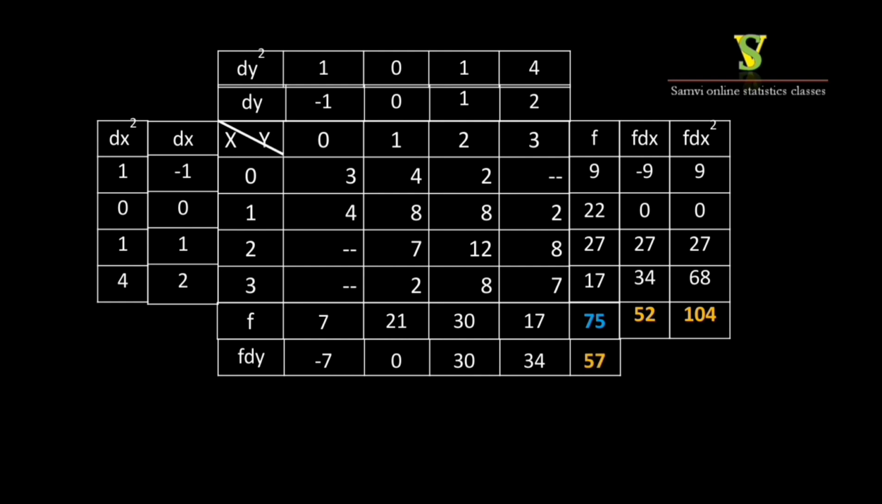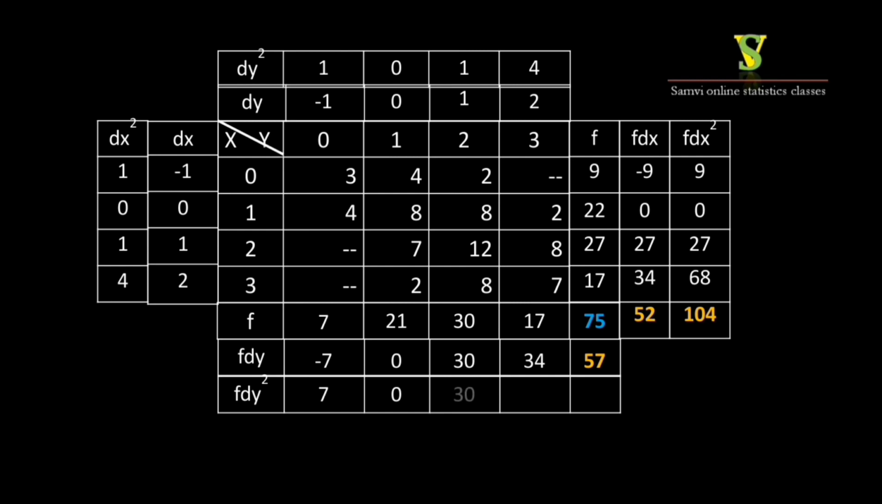57. Next you have to go for f dy square. So f is 7 and dy square is 1. 7 into 1 will get here 7. 21 into 0 will get here 0. Then 30 into 1 will get here 30. Then 17 into 4 will get how much it is? 68. So now you have to find the total, that is f dy square. How much you get? 104.5 it is.